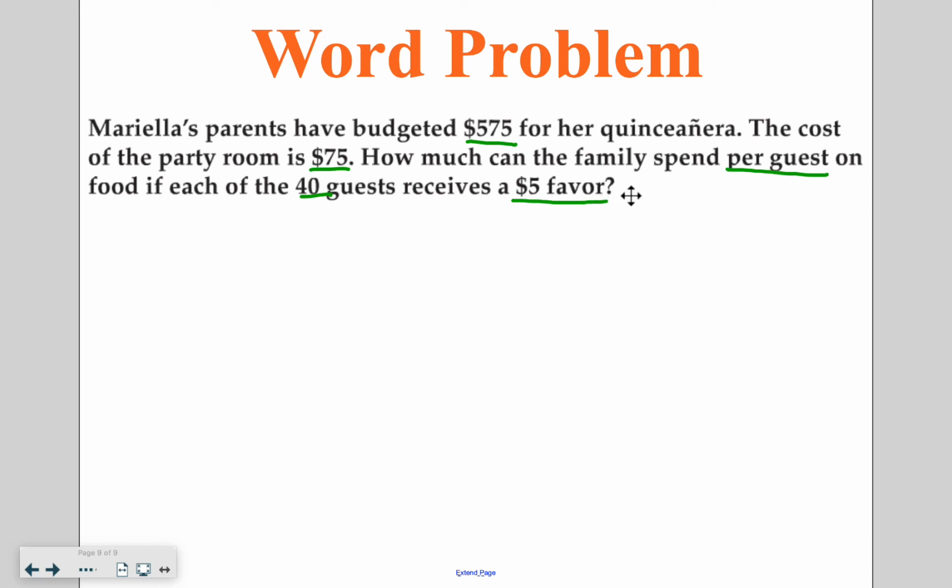So there's a lot going on in this problem. The first thing is that they have budgeted $575. That means when all is said and done, the cost is going to equal $575. Then it says they also have to pay for the party room, which we know is going to be $75. They also are going to do two things per guest. They're going to buy them food. That's the piece we don't know. And they are also going to give them a $5 favor.